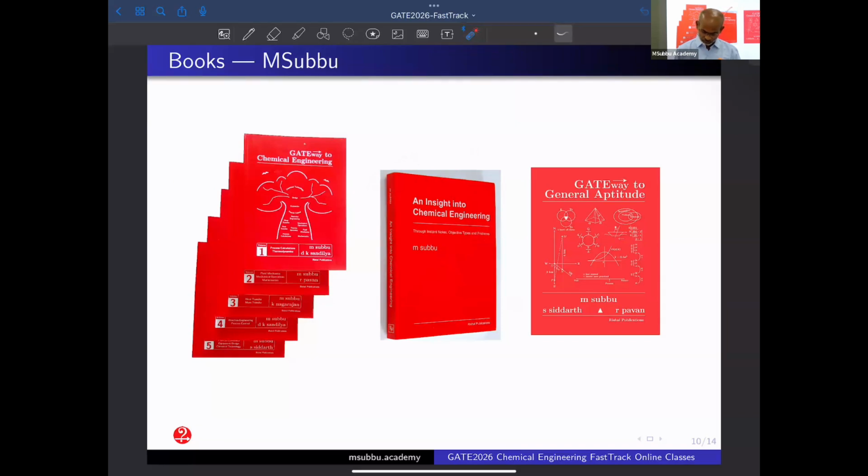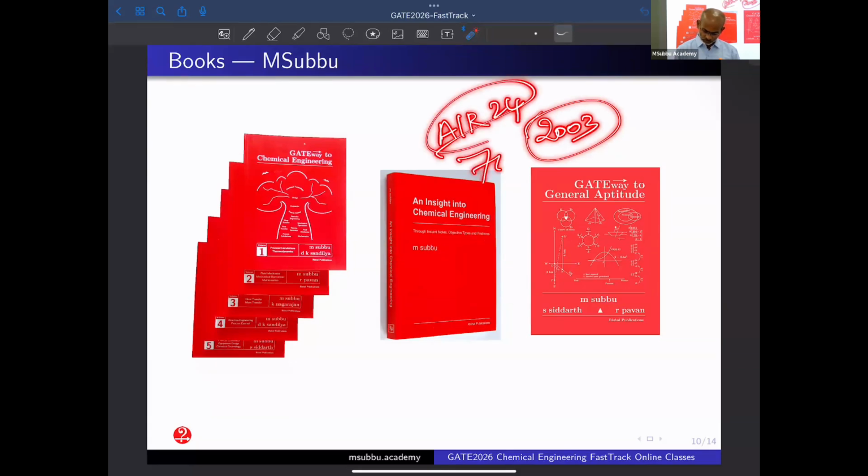By the time I released this book in 2003, in the same year I took up GATE. In GATE 2003, my rank was All India rank 24. Around 7,000 people appeared.